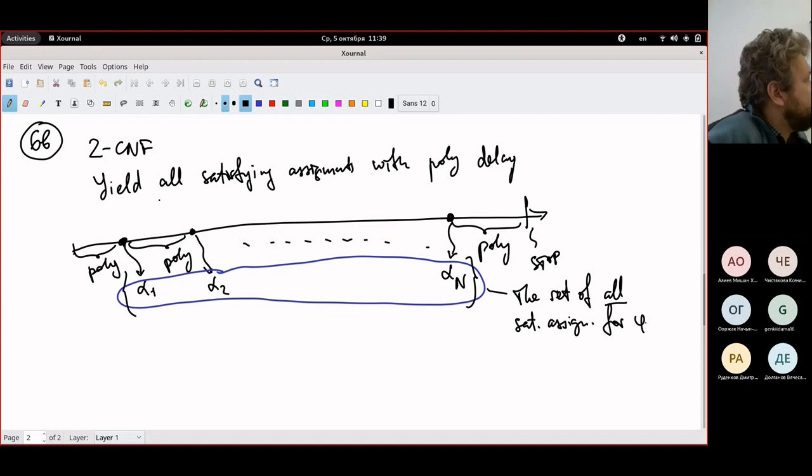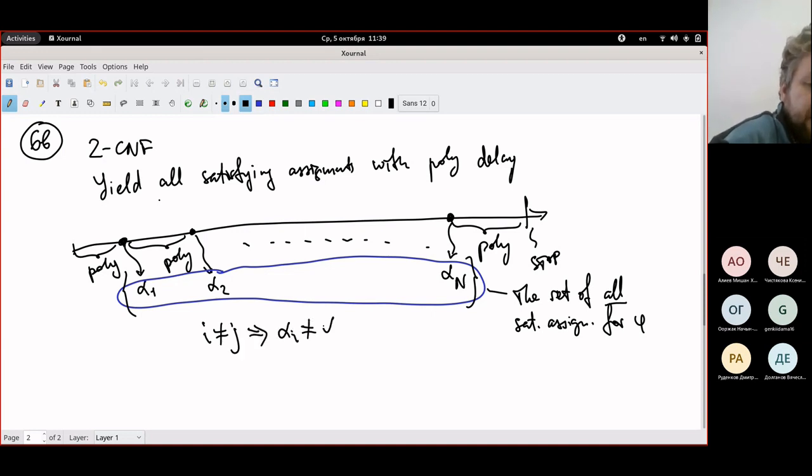And we can say that they should not duplicate, of course, because otherwise it's cheating. So if i is not j, then alpha i is not alpha j. This is important because otherwise the algorithm could give us the same assignment several times and save time, but actually compute something else and save time for his non-polynomial algorithm for doing that. So phi here is a 2CNF.